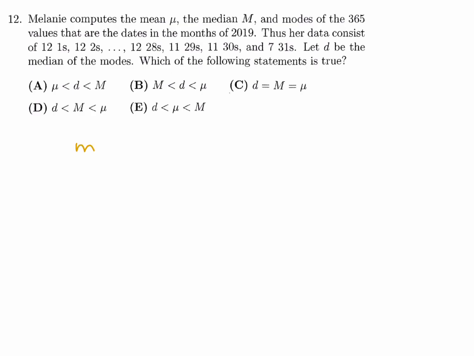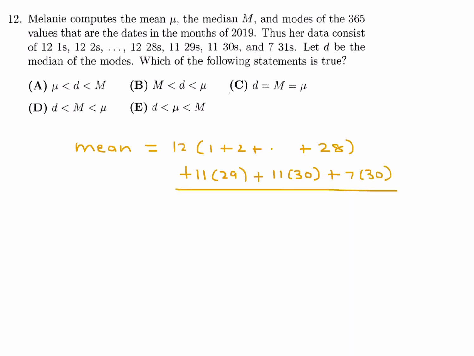Well, the mean you can probably easily calculate. 12 times 1, 12 times 2, all that stuff, all the way up until we're going up to 28, right? Because all of them have 12. And then 11 times 29 plus 11 times 30 plus 7 times 30. And then, of course, divide by 365. And when you do all that math, you get a little bit less than 16, about 15.7.